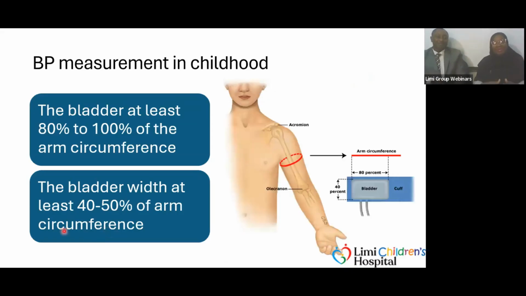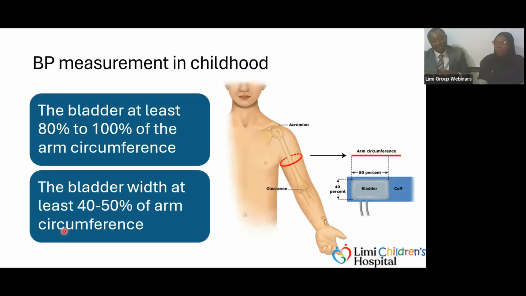Talking about the bladder, we need to see if the sphygmomanometer is appropriate for that child, because children are of different sizes. So basically, it has to be an objective thing. You measure from the acromion down to the olecranon and get the midpoint between that. Then you measure with a tape, and make sure that the bladder length is at least 80 to 100% of that measured midpoint circumference. Then the width is going to be at least half of it.